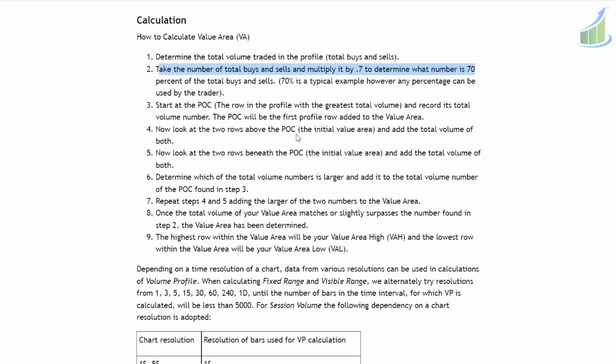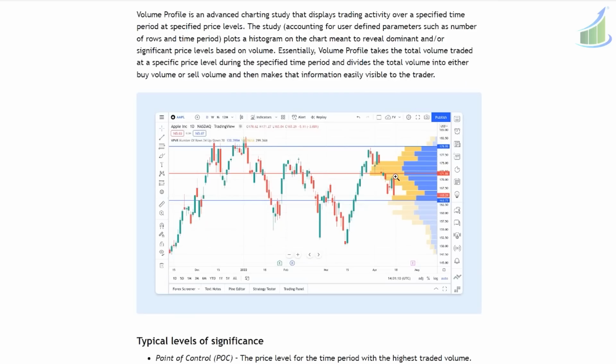Then he says start with the POC, which is point of control, the row in the profile with the greatest total volume, and record its total volume number. The POC will be the first profile row added to the value area. Now look at the two rows above the POC and add the total volume of both. Now look at the rows beneath and add the total volume. Determine which of the total volume numbers is larger and add it to the total number of the POC. Anyway, we are not going to go into all that detail. He's saying go two rows up, two rows down, find the volume, add it up and add it to the point of control. I am not going to do all of it. I'm just going to use whatever information is available.